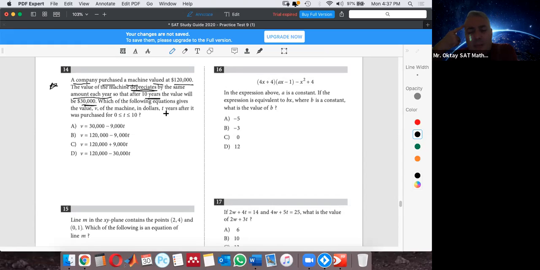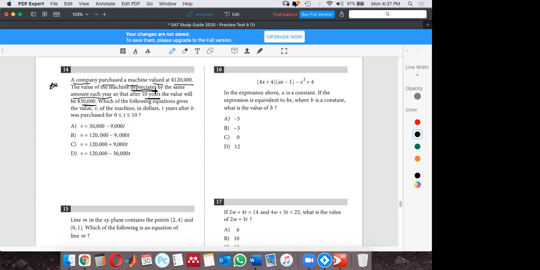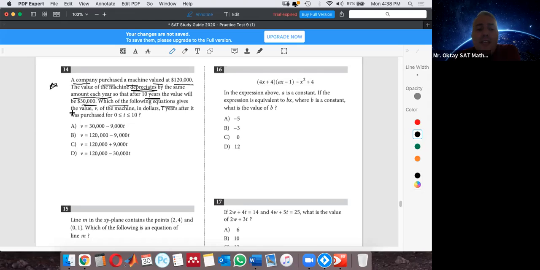I didn't remember exactly the meaning of that word, but there is money and time is passing, so it should either increase or decrease. It says that after 10 years, the money is 30,000. That means it is decreasing, right? Now, which of the following equations gives the value V of the machine in dollars, T years after it was purchased? That's it.